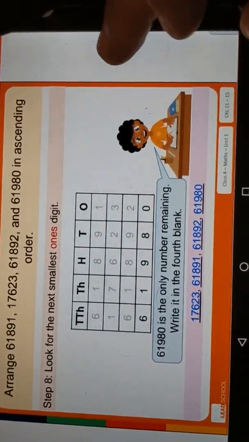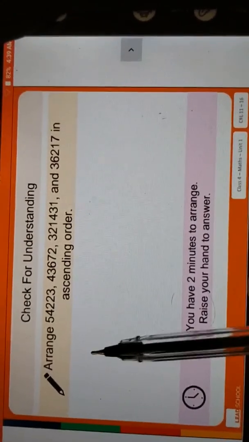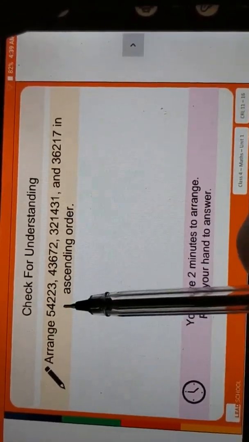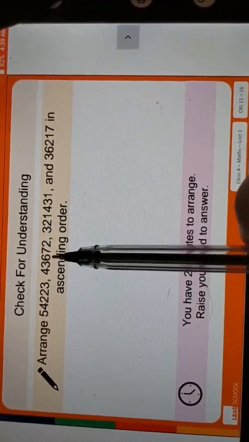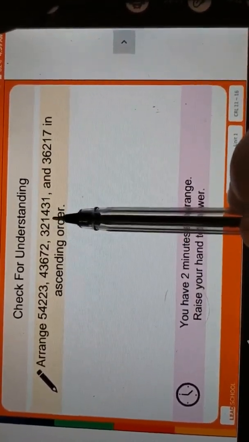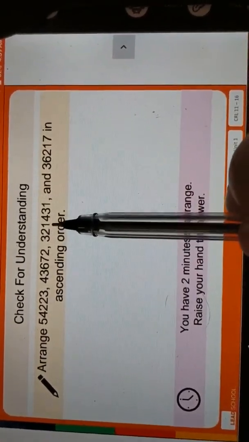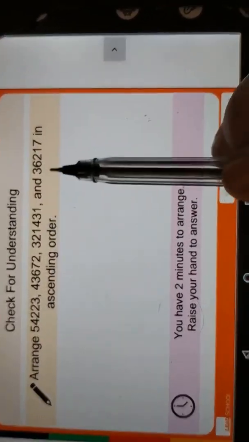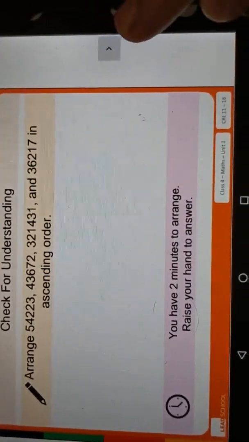Okay students, now we'll take another example for our understanding. Now arrange 54,223, 43,672, 32,001, 3 lakhs, 21,431, 36,270 in the ascending order.